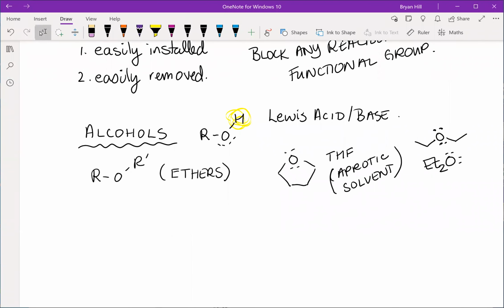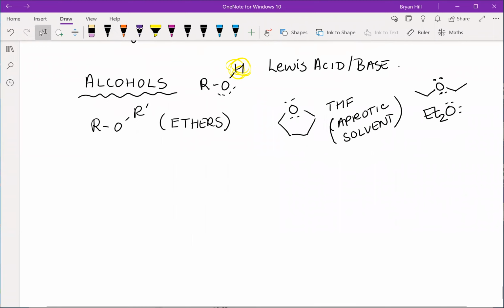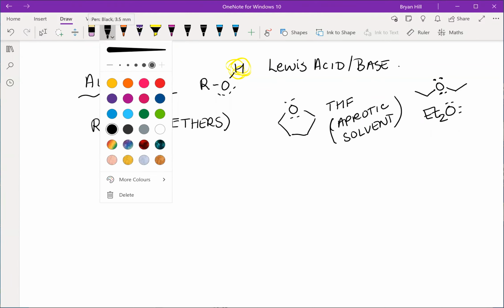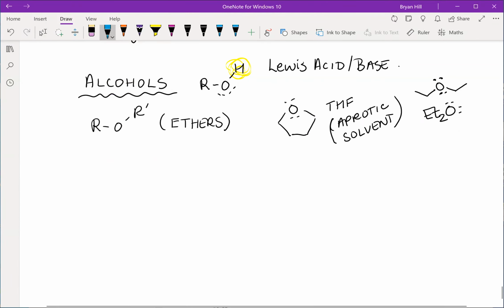So we could conceivably use an ether as a protecting group, but the trouble is it's hard to convert an ether back to an alcohol, which we're going to do in the next section. You have to use really strong conditions. So an actual ether itself isn't particularly useful, but there is a version of it that is easy to install and easy to remove. And what we're going to use here is Si.